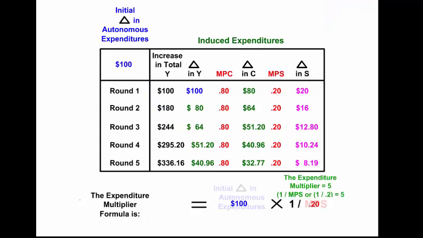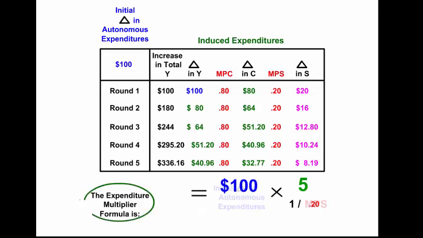So you know that the multiplier is 5. You know 5 times 100 will give you now $500. So this initial autonomous change in expenditures is going to turn into $500 as it works its way through the economy.